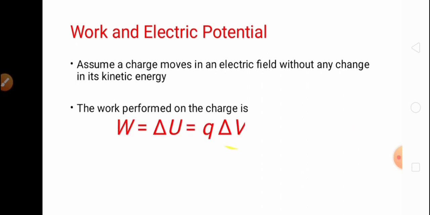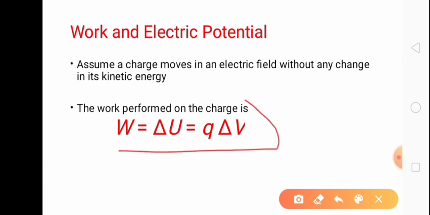The potential difference is equal to del V. If you know the potential difference, then the work done to move the charge from one position to another, where the potential difference is del V, is equal to the change in potential energy, which is equal to the charge value into the change in potential. So W is equal to Q into del V.